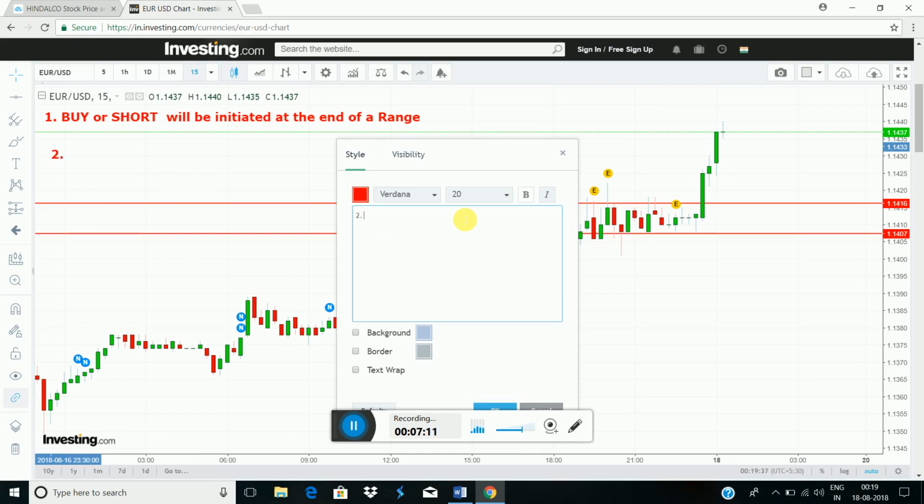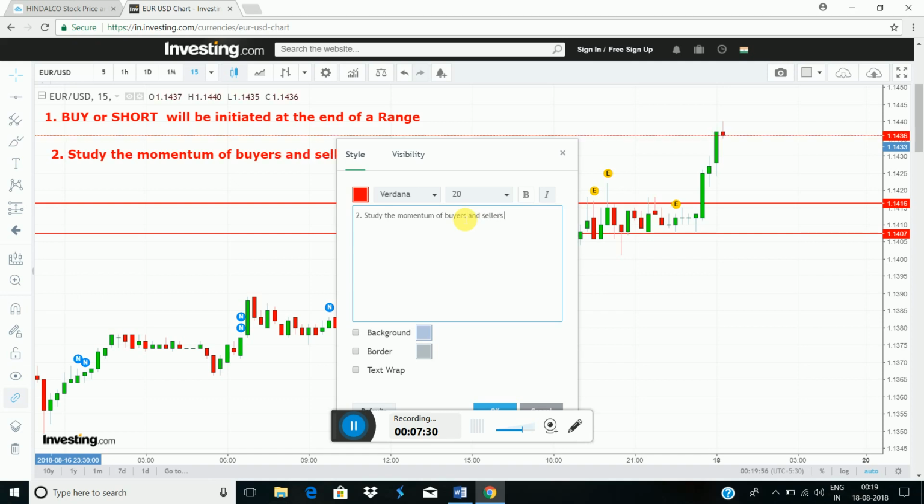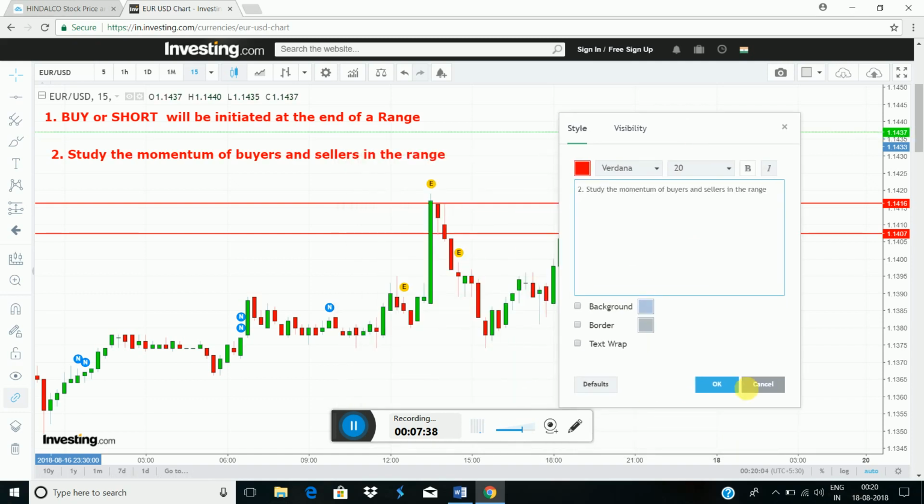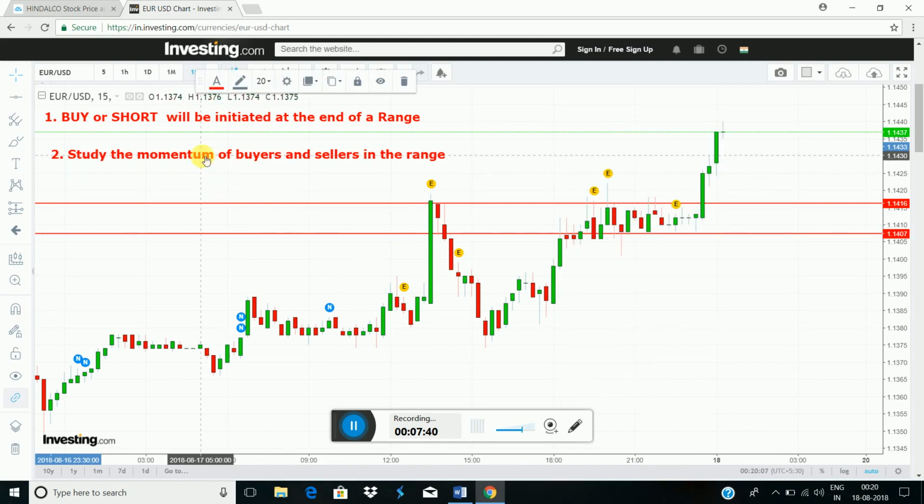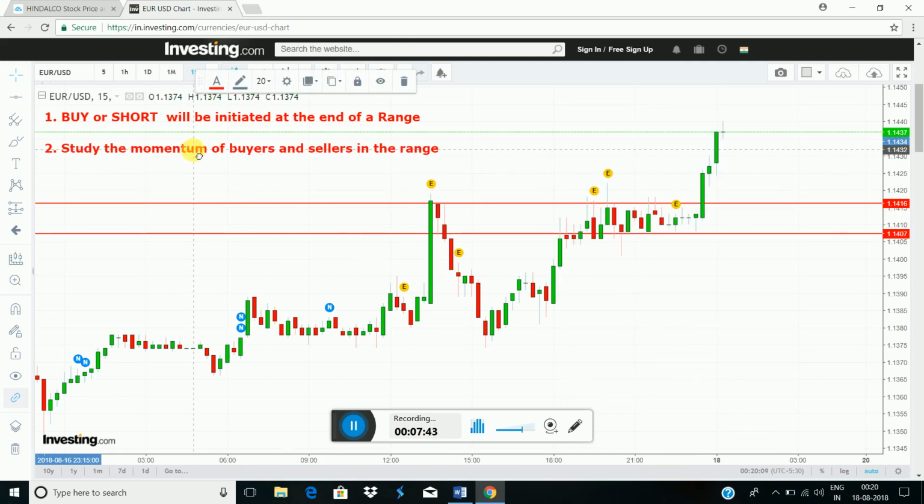Okay, rule number 2 for your timing is... so I think you can see now. The second rule for timing the market is study the momentum of buyers and sellers in the range.